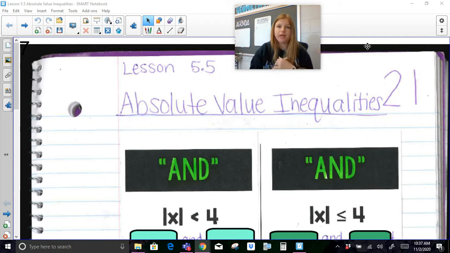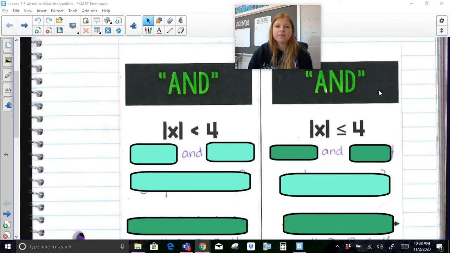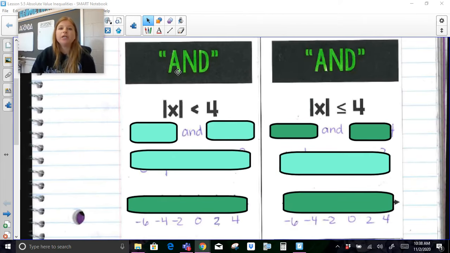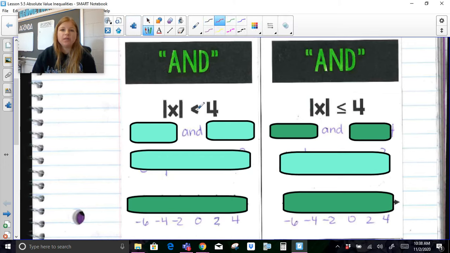Now, when we're dealing with absolute value inequalities, it's going to be a mix of our compound inequalities, and also remember how we solved absolute value equations in a previous chapter. So there's a couple things we're going to have to make sure we know right from the beginning. The first thing is that the absolute value inequality is going to be an "and" if the inequality starts with a less than. Anytime an inequality starts with a less than symbol or a less than or equal to symbol, it's always going to be an "and" compound inequality.